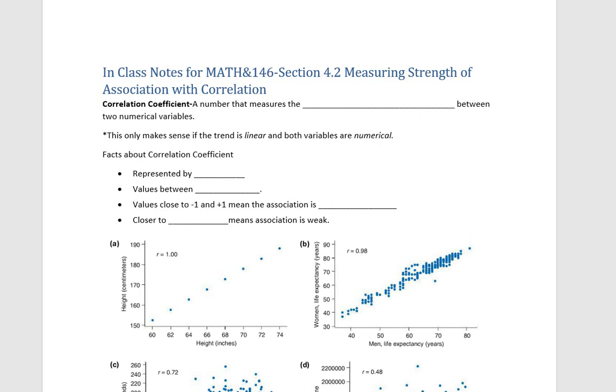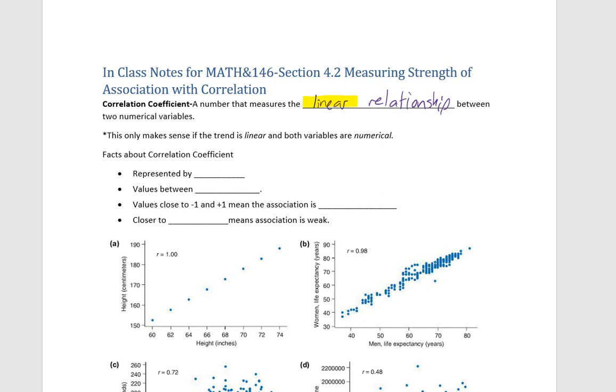All right, so in section 4.2, we're going to be talking about how we measure the strength of association with correlation. This is where we're going to have an actual number that tells us how strong the relationship between two variables is. This is called the correlation coefficient, and it's a number that measures, and this is incredibly important, not just any relationship, but the linear relationship. So the key here is the linear relationship.